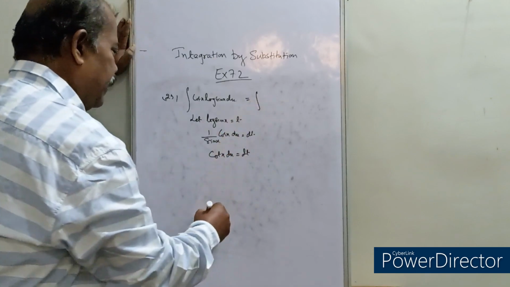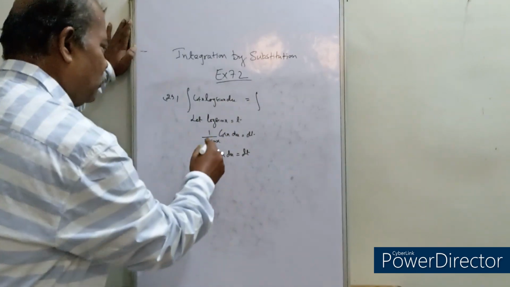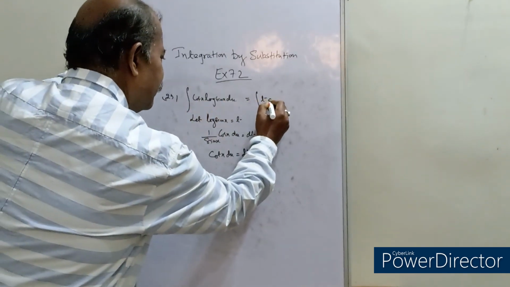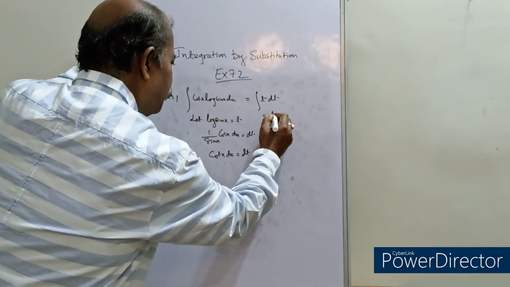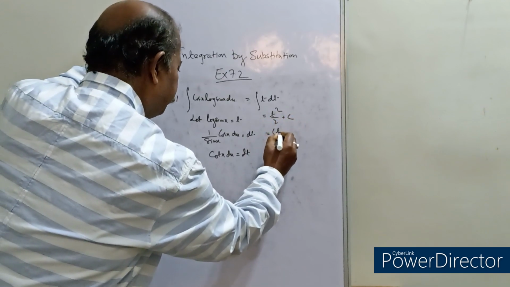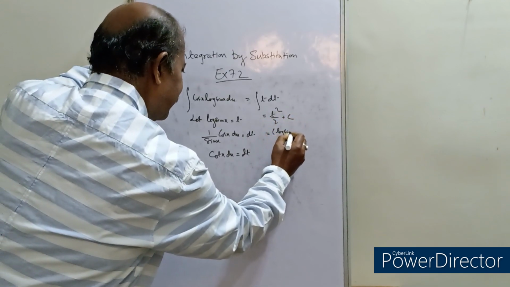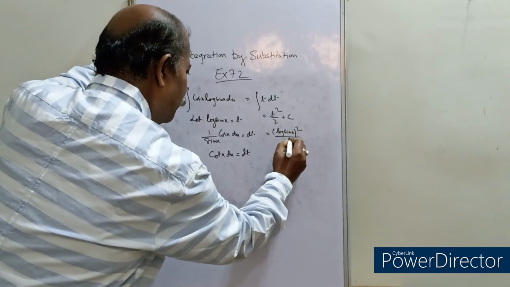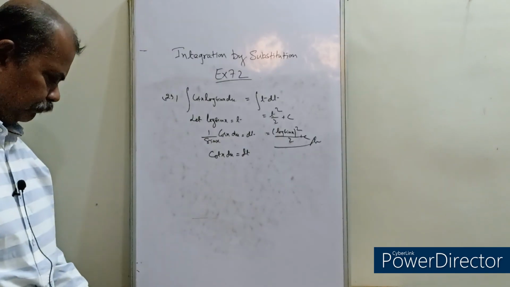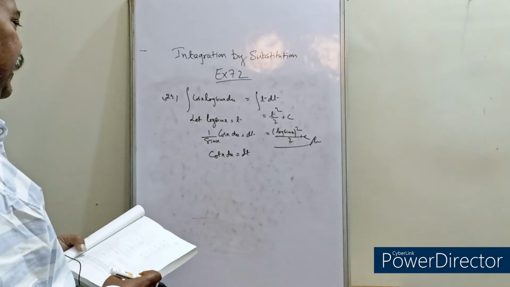So this will be cot x, and log sin x has been considered as t. So cot x dx is dt. This comes out to be t square by 2 plus c, which is equal to (log sin x) the whole square by 2 plus c. So this is your answer.